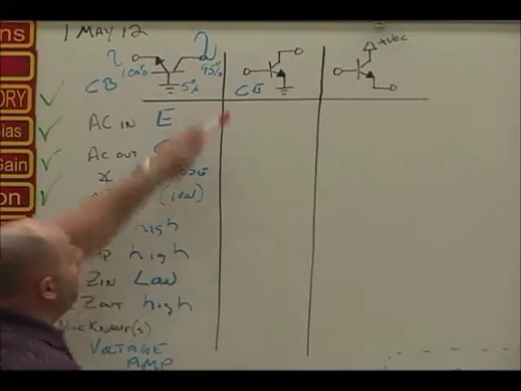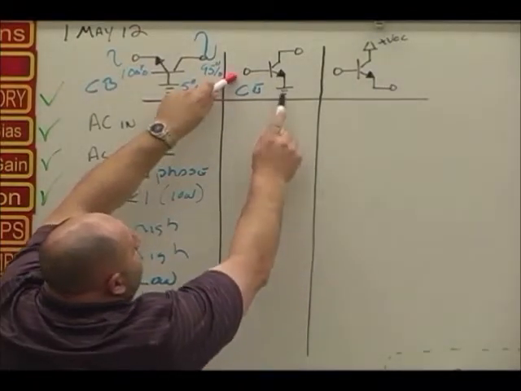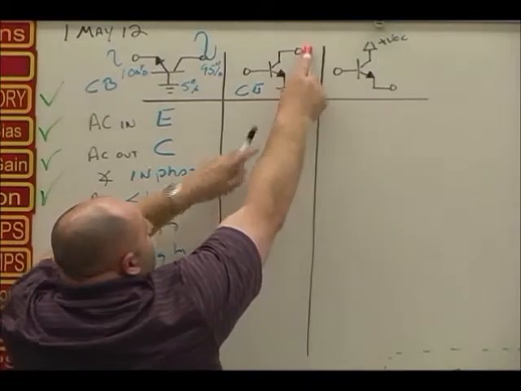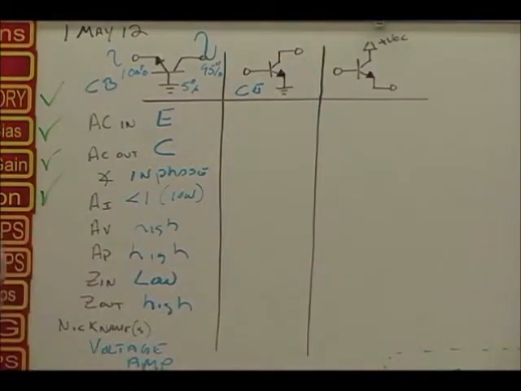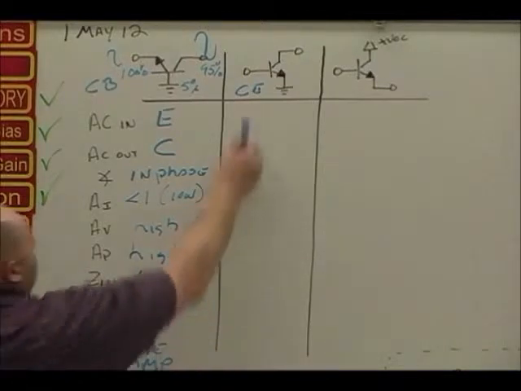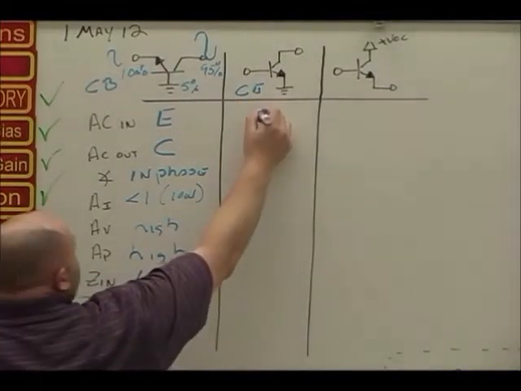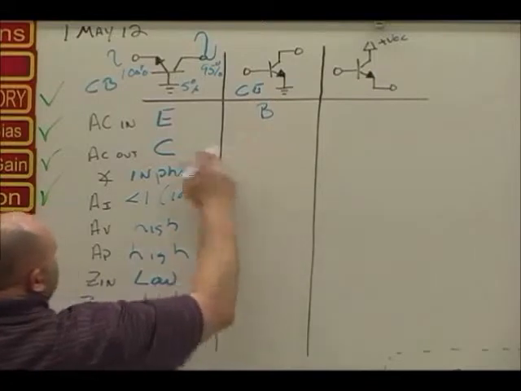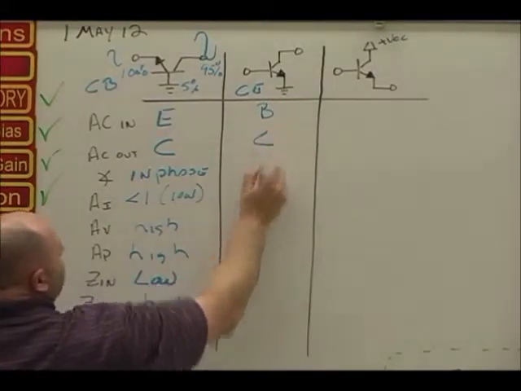Look at that thing. Input's on the base with respect to the emitter. Outputs at the collector with respect to the emitter. And there's something cool about this one. Everything's what? High. Everything's high with a common emitter. But first things first: base input, output at the collector.